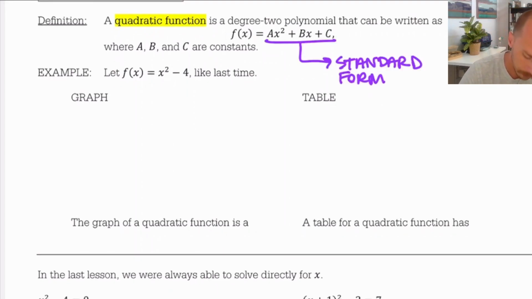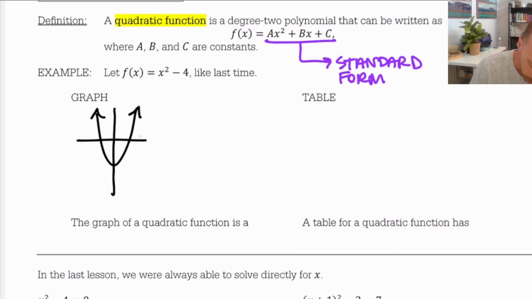So we talked about this a little bit last time, the graph of y equals x squared minus 4, the same example to start with. And we saw that it was a parabola that had a y-intercept of -4. And so I think the thing I was supposed to tell you about this was that the graph of a quadratic function is always going to be a parabola.